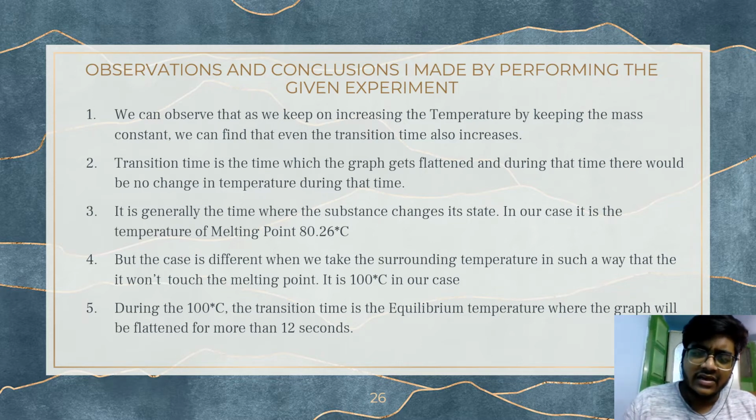But the case is different when we take the surrounding temperature in such a way that it won't touch the melting point. It is 100 degrees Celsius in our case. During the 100 degrees Celsius, the transition time is equal to its equilibrium temperature, where the graph will be flattened for more than 12 seconds.